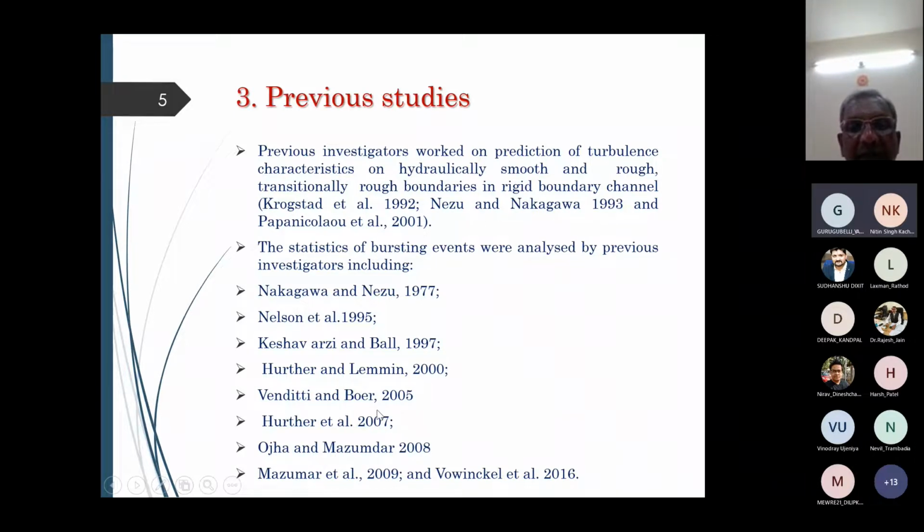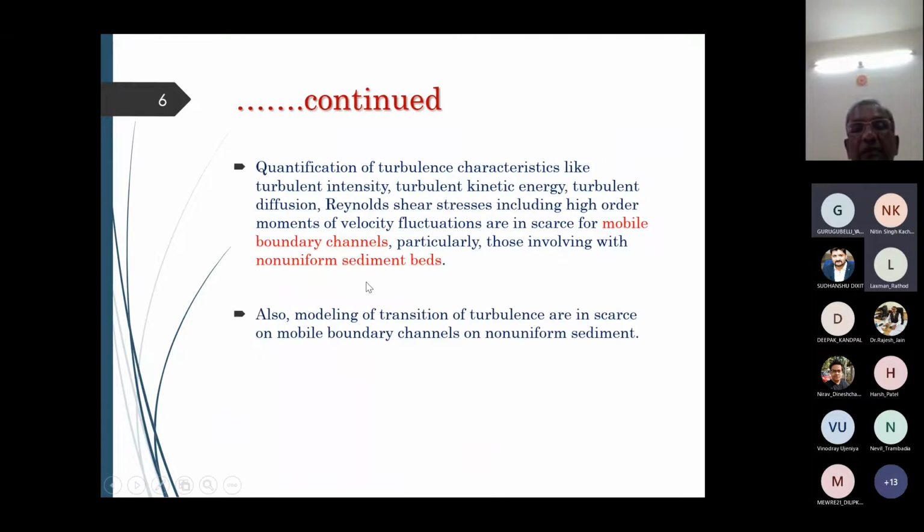I'm talking about very limited kind of references I've shown, but the studies related with the turbulence on mobile channel are many. The most important point which we have described is quantification of turbulence characteristics like turbulent intensity, turbulence kinetic energy, turbulent diffusion, Reynolds shear stress, including high order measurements of velocity fluctuation, and those are basically scarce in mobile boundary channel, particularly those involving non-uniform sediments. Studies may be available with uniform sediments, but if we talk about the non-uniformity of sediments, such kind of studies are not many.